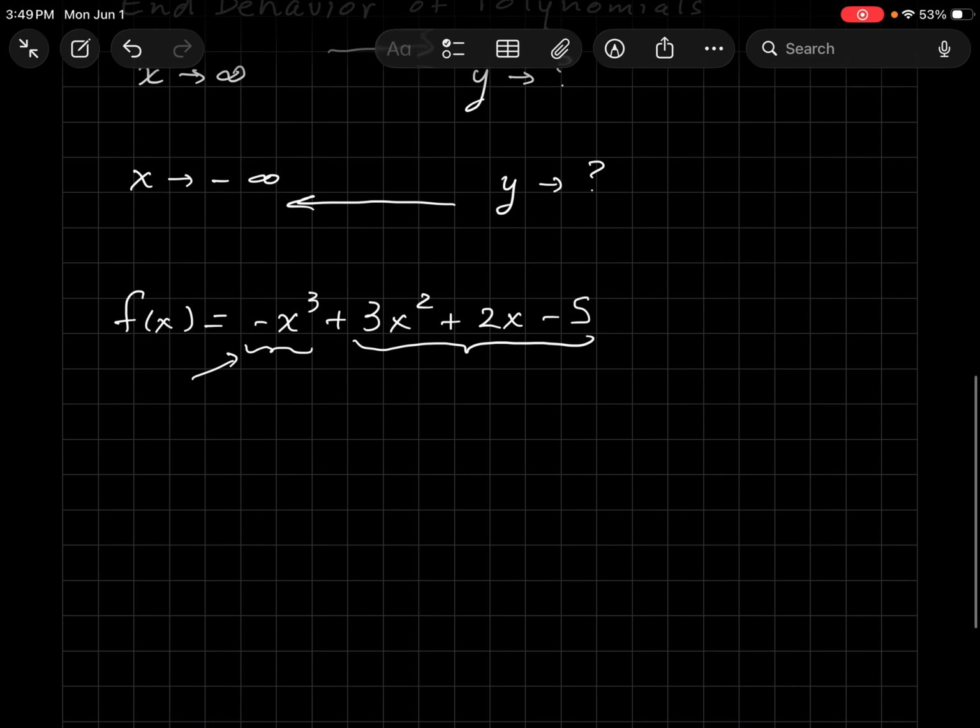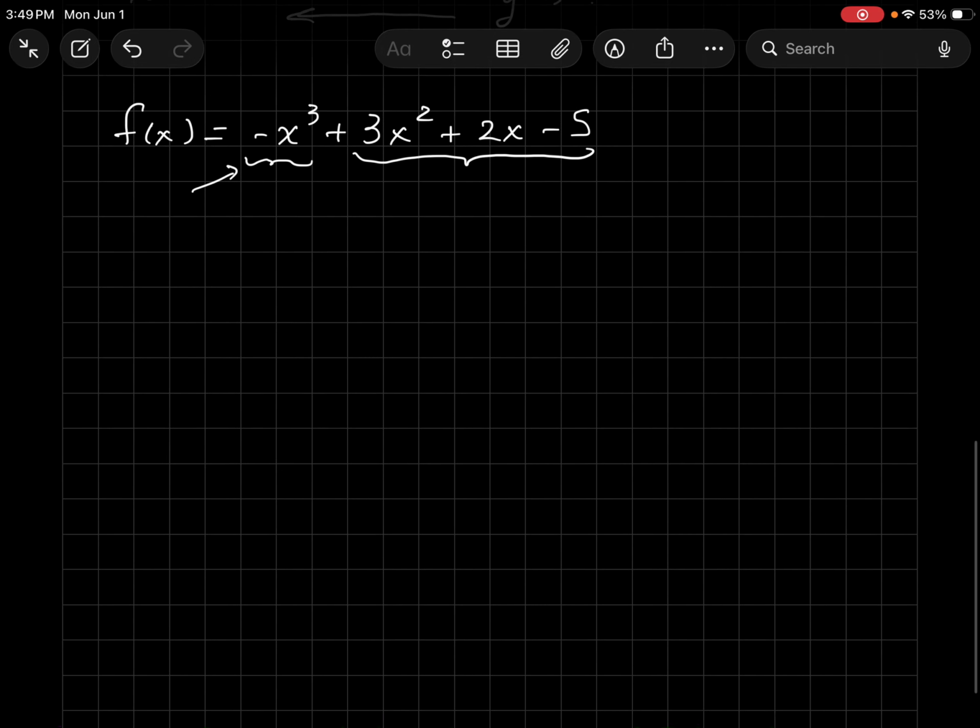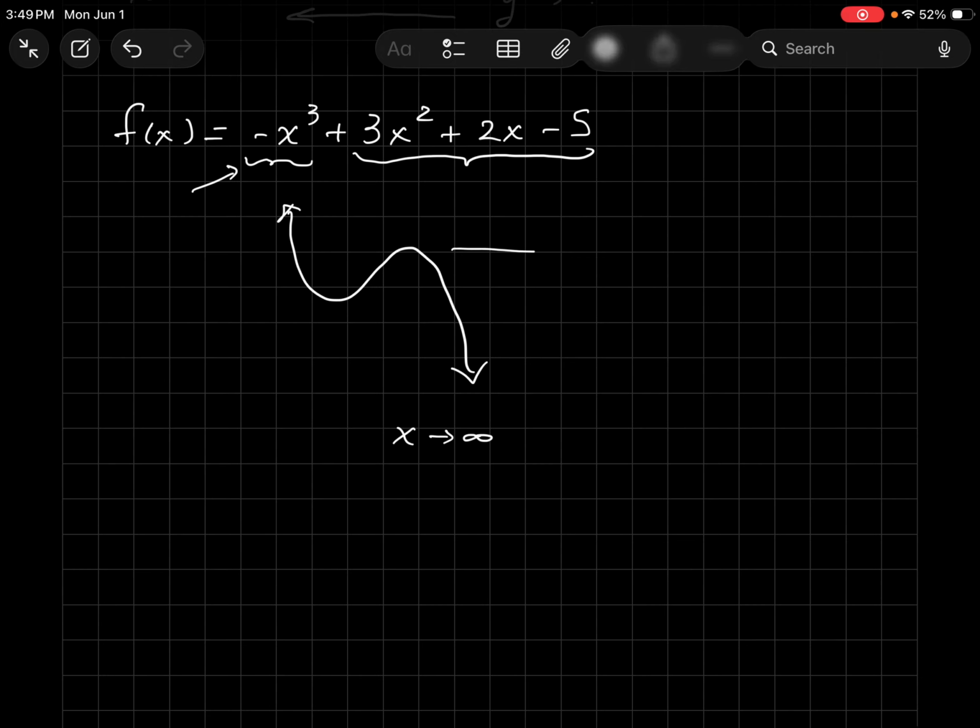So, looking at the parent function, which is a negative x cubed, I know that the graph will look something like this, because all negative x cubes had that sort of shape. And if I know the graph, I easily know the end behavior. So as x is getting really big, as we're going this way, that is to the right on the x-axis, what's happening to y? Well, y is getting really small, if you would, or really big negative. More formally, as x goes to infinity, y is going to negative infinity.